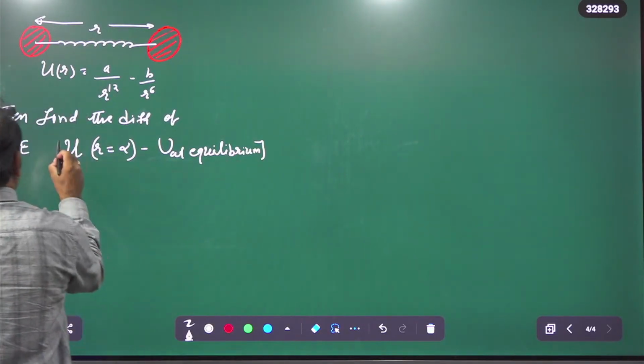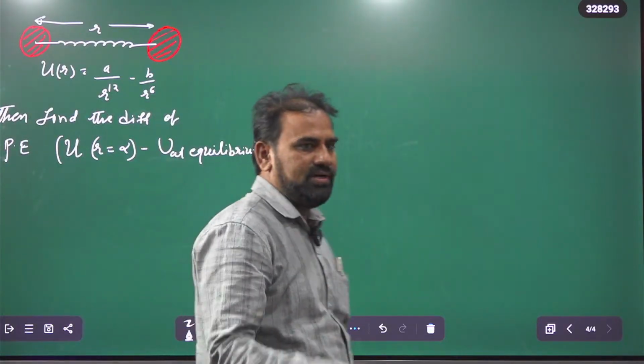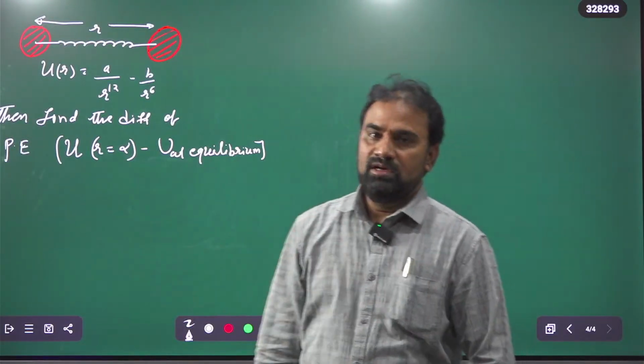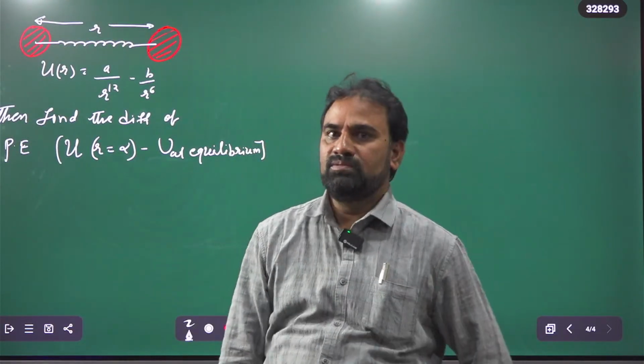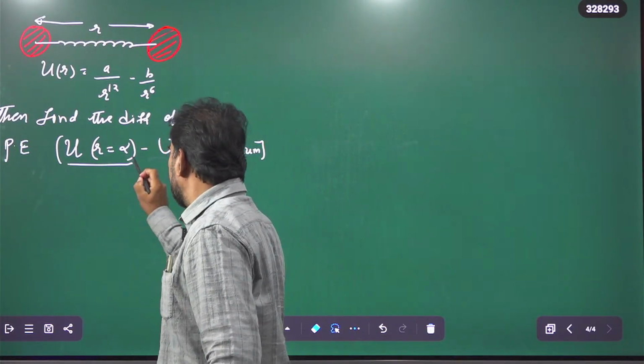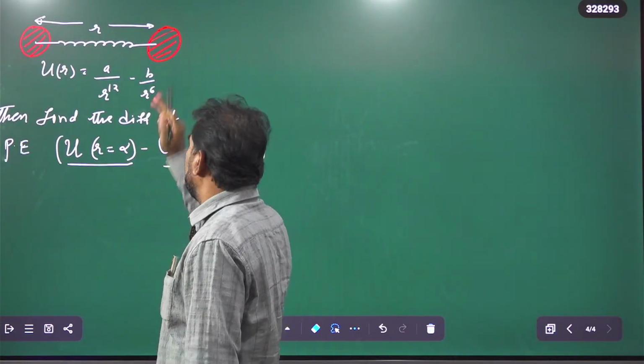U at equilibrium. Find the potential energy. U of r at infinity distance and U at the equilibrium condition are very important for the main purpose. What should we calculate? The difference between the potential energy at infinity distance and the potential energy at the equilibrium condition.